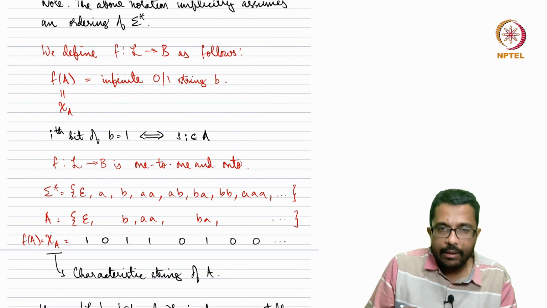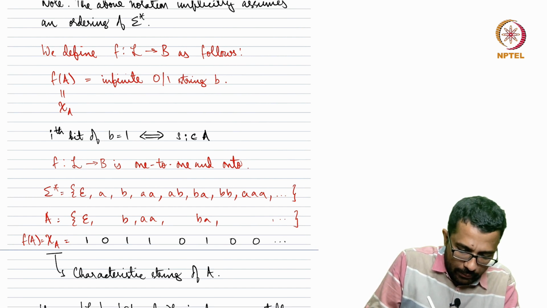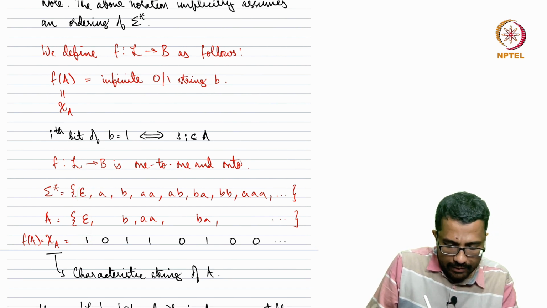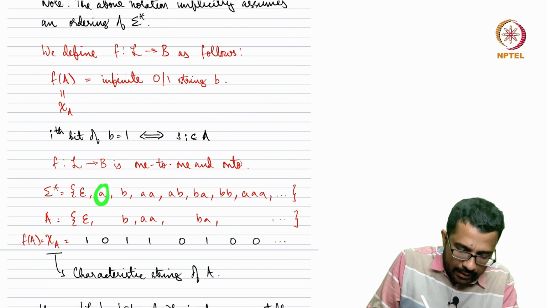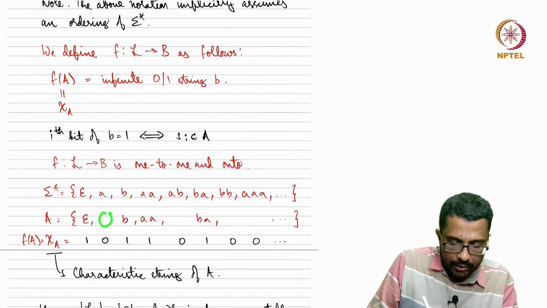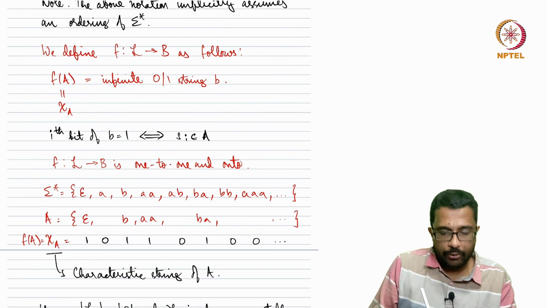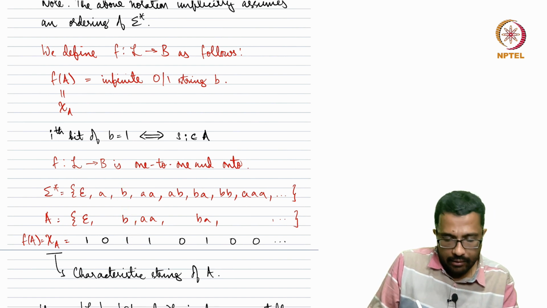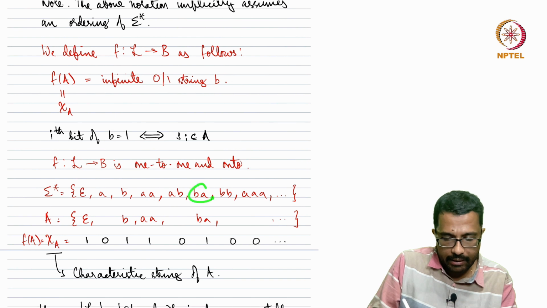Now this itself gives me a binary string. The way is this. In the ordering of sigma star, the first string was the empty string, and A contains the empty string. So we put the first bit to be 1 because the empty string is in A. The second string in sigma star was small a, which is not in the language A, so the second bit is 0. Small b is the third string, which is in A, so the third bit is 1. Fourth bit is 1 because aa is in the language. Fifth bit is 0 because ab is not in the language. Sixth bit is 1. Seventh and eighth bits are 0, and so on.